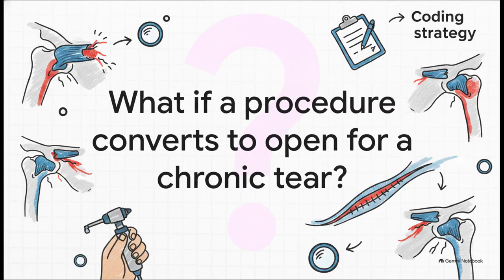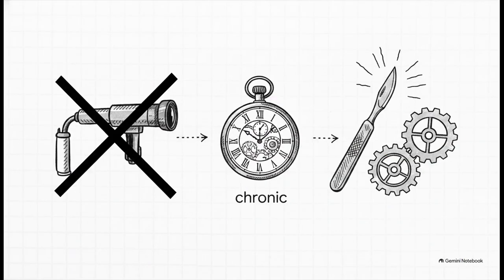Think about the timeline of events. Excellent work if you caught all the clues there. The correct reporting is 23412-22TR. Now, why is that? First off, we have an open conversion, meaning the arthroscopic code 29827 is completely dropped, gone.